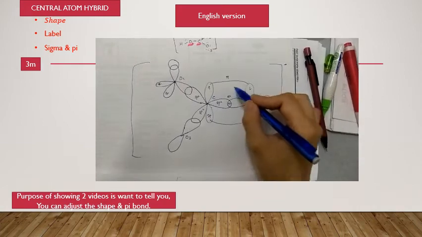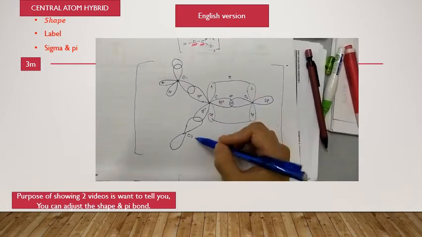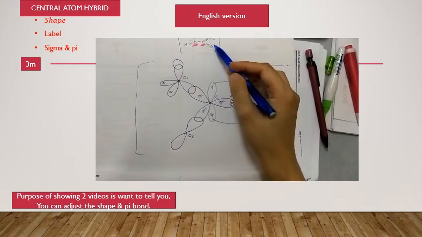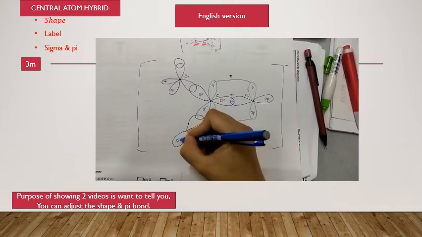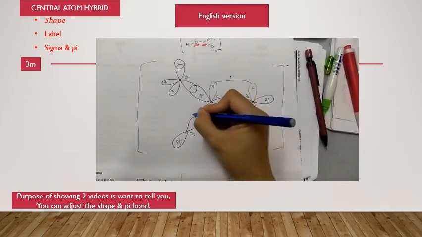Okay, check for here, done. Okay, next we go for this one. This one is the O3. O3, because this is terminal, I just show 2p is enough. And then here form sigma.